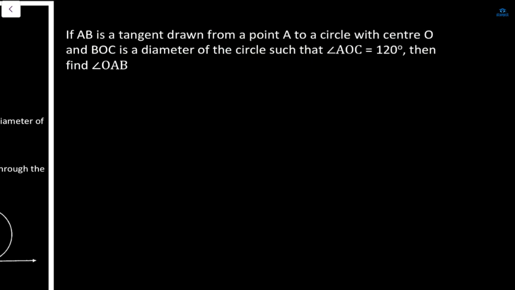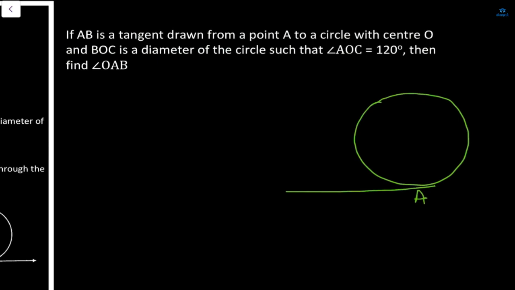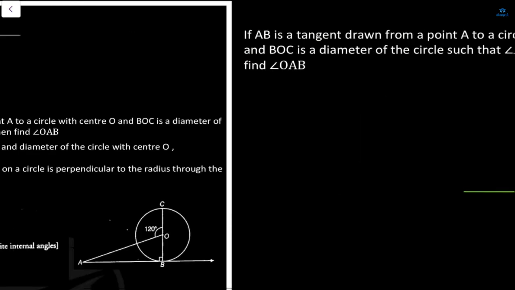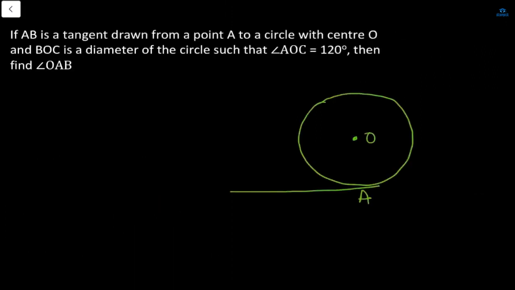Could you please explain this one? Okay. If AB is a tangent drawn from a point A to a circle with center O. Why is A marked here like this? If AB is a tangent, that I understand, drawn from a point A. BOC is a diameter. This C is not going outside. Sorry, this is the diameter.